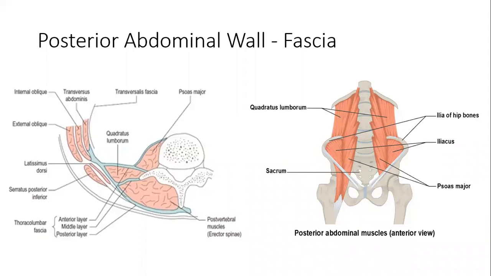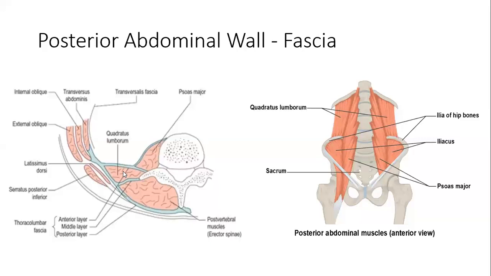Now you can see that the thoracolumbar fascia is splitting into at least 3 layers. An anterior layer, which is labelled and shown here. Then this is the middle layer and this larger one is the posterior layer. And in between these 3 layers are enclosed the muscles.